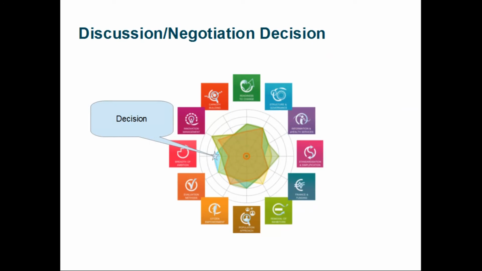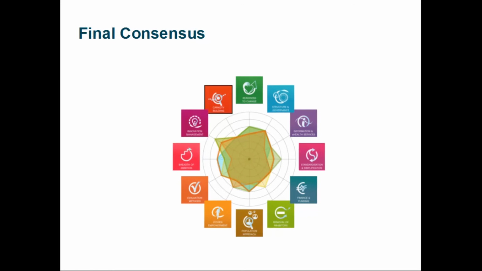The team will go on to make a decision for all of the dimensions and end up with a graphical representation on the spider diagram looking like this. This was a demonstration of how the tool supports discussion within a multidisciplinary team, negotiation, and consensus making regarding the level of maturity of their healthcare system. Thank you for your attention.